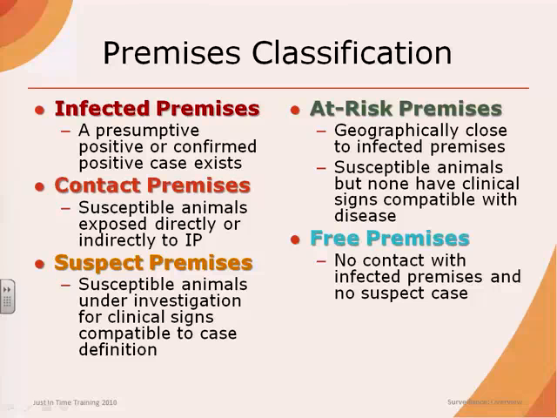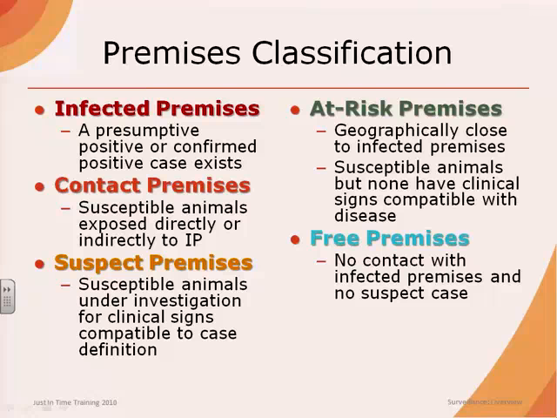Infected premises are those on which there is a presumptive positive or a confirmed positive case. The disease has been confirmed by a laboratory result. A contact premises is one where susceptible animals have been exposed directly or indirectly to animals, contaminated animal products, fomites, people, or aerosol from an infected premises.